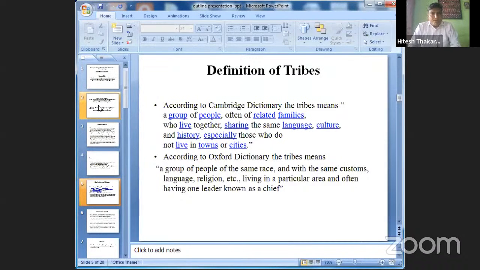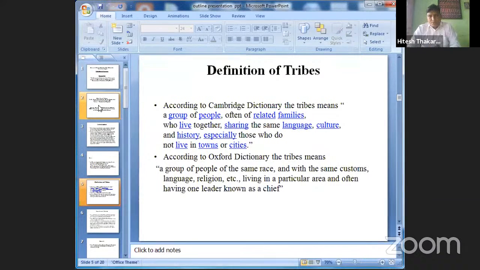Definition of tribals. According to the Cambridge Dictionary, a tribe means a group of people, often of related families, who live together, sharing the same language, culture, and history, especially those who do not live in towns or cities. Another definition of tribes. According to the Oxford Dictionary, a group of people of the same race and with the same customs, language, religion, etc., living in a particular area and often having one leader known as a chief.